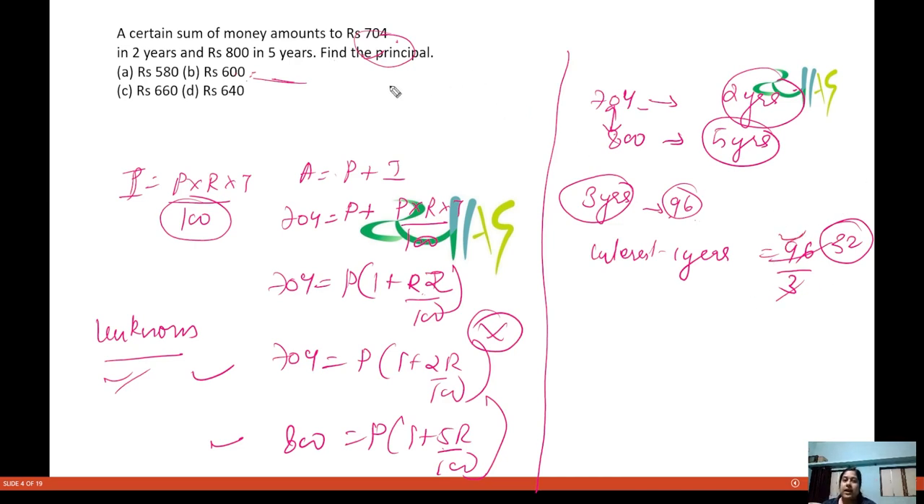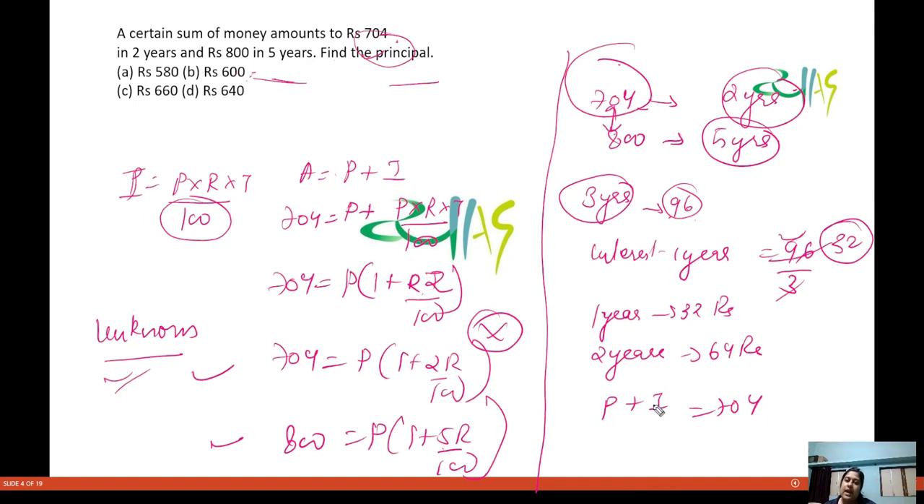Now it is asking us to find the principal. I know interest for 1 year is 32 rupees, so interest for 2 years will be 64 rupees. Principal plus interest is equal to 704, and the interest is for 2 years. So P plus 64 is equal to 704, and P becomes 640.